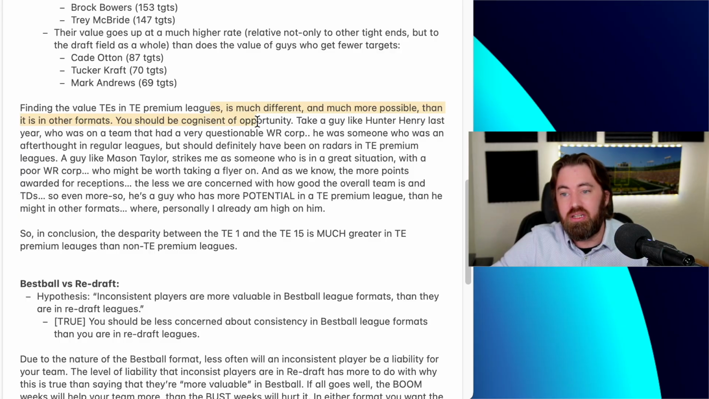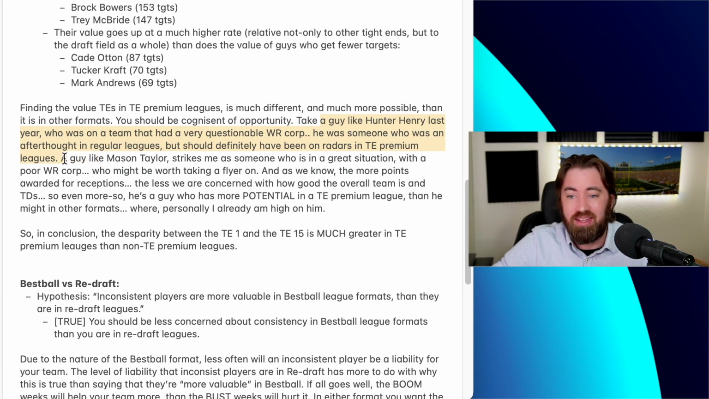You should be cognizant of opportunity all the more, in terms of reception totals opportunity, of course. Take a guy like Hunter Henry last year, who was on a team that had a very questionable wide receiver core. I shouldn't say cognizant of opportunity. I'll get more into that. It leads up to opportunity for receptions, of course. So, take a guy like Hunter Henry last year, who was on a team that had a very questionable wide receiver core. He was someone who was an afterthought in regular leagues, but he should definitely have been on radars in tight end premium leagues, and I think that there were analysts out there who had him on their radars more specifically for that kind of league for this reason.